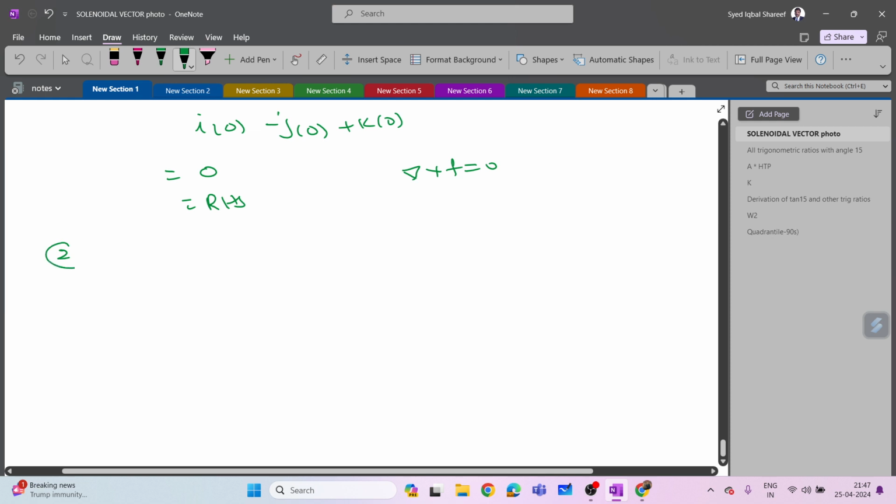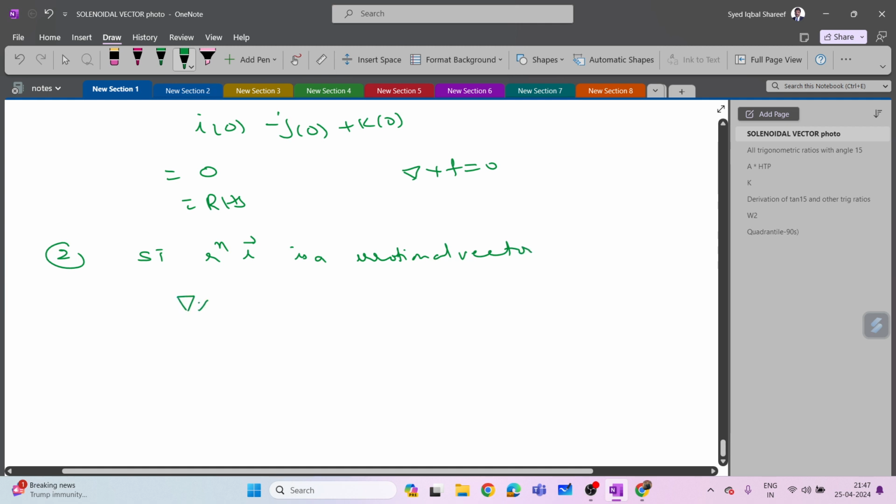So one more example. Show that r to the power of n vector r is an irrotational vector.